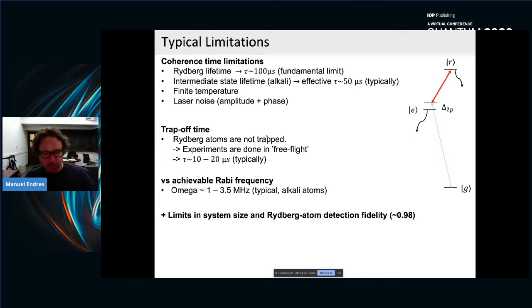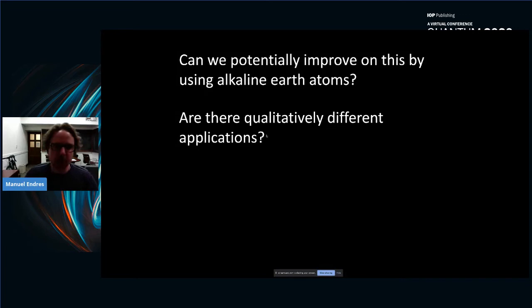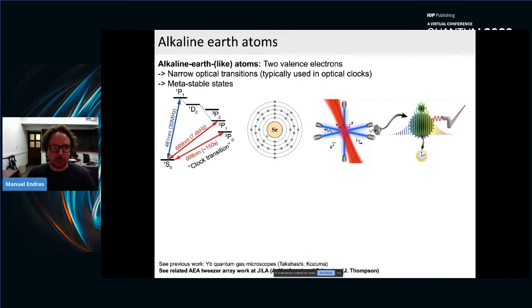What we do at Caltech now is ask the following questions. Can we potentially improve on some of these limitations by using alkaline earth atoms? And are there maybe even qualitatively different applications? So the idea here is to really use alkaline earth atoms now. Most of the experiments in the past were with alkali atoms. And alkaline earth atoms have two valence electrons, and they're typically used in optical clocks. And the reason for this is that they have ultra narrow transitions that are dipole forbidden typically, and they have metastable states. And for us, what also plays an important role is that these atoms have narrow optical transitions. In strontium here, you have a 7 kilohertz line, and then they also have broad transitions. So we'll make use of this level structure for this tweezer physics.